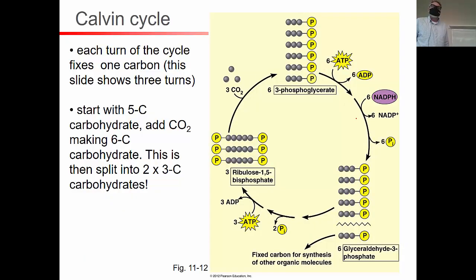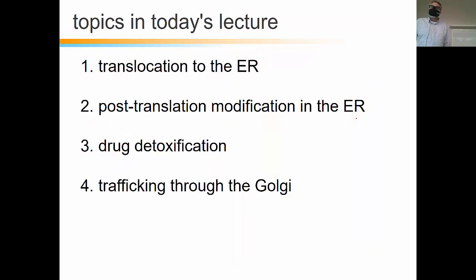The last thing we looked at was the Calvin cycle. For this, 3 carbon dioxides come in, and we get one 3-carbon sugar, glyceraldehyde 3-phosphate, out of it. That glyceraldehyde 3-phosphate can then be built into other carbohydrates. So that is where we were before last week.